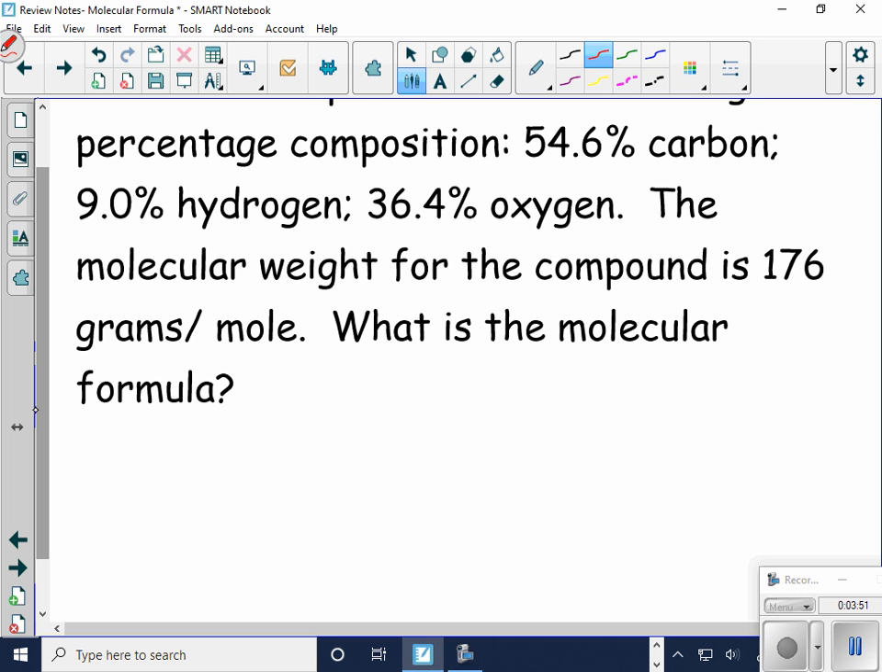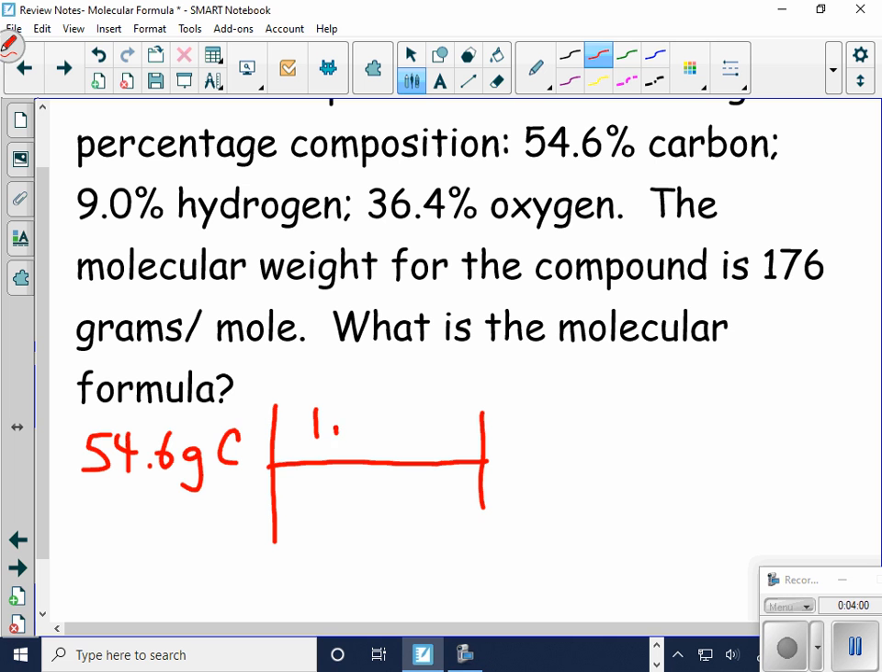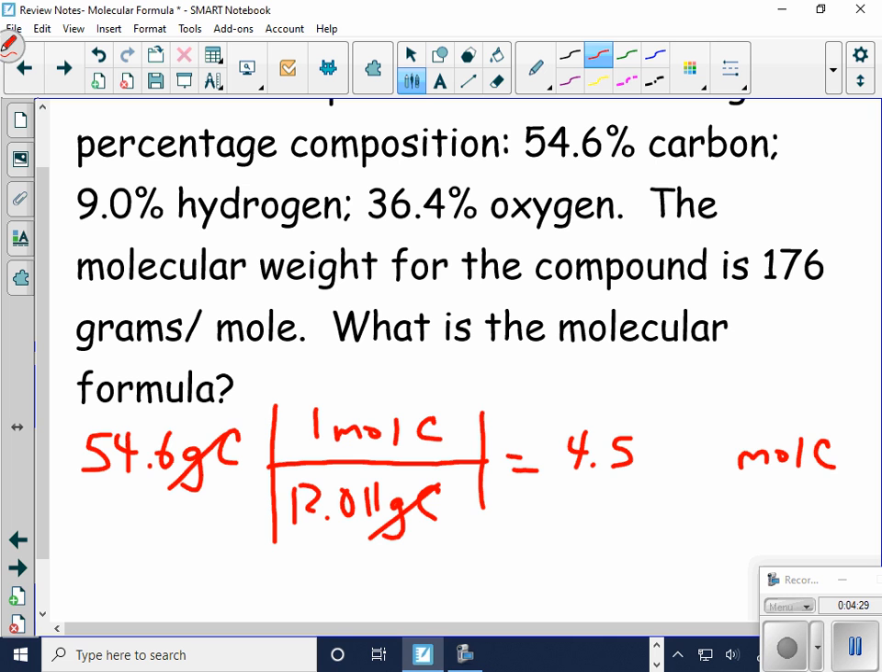And I'm going to start with 54.6 grams of carbon. I'm going to flux capacitor that into moles. So I know that 1 mole of carbon has 12.011 grams of carbon. When I do my math, I'm going to take 54.6 divided by 12.011. My grams will cancel. It's going to give me moles of carbon, and that's going to be 4.55 moles of carbon.